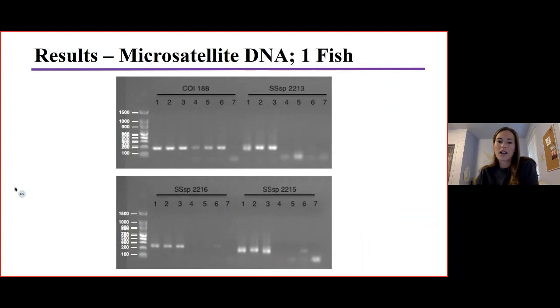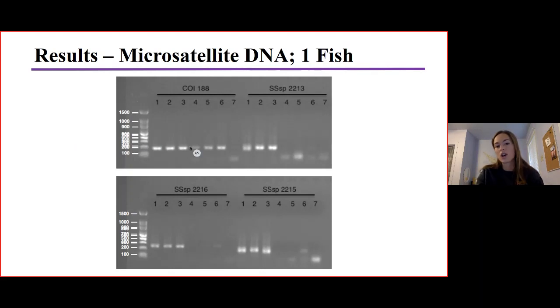So here was just the results from the experiment whenever I had one fish in the container. For this one, again, I just used the cytochrome oxidase subunit 1 as the positive control. And then SSSP was the microsatellite genes that I was looking for. And again, it was just 3 different primers that I sampled that with. For this one, the first 3 lanes in each sequence was using fin clip DNA, and lanes 4 to 6 was using the water samples.